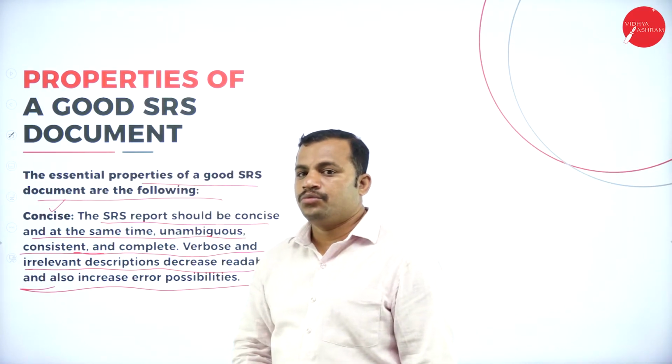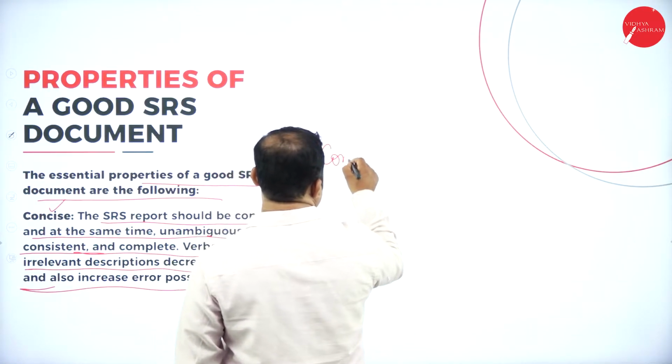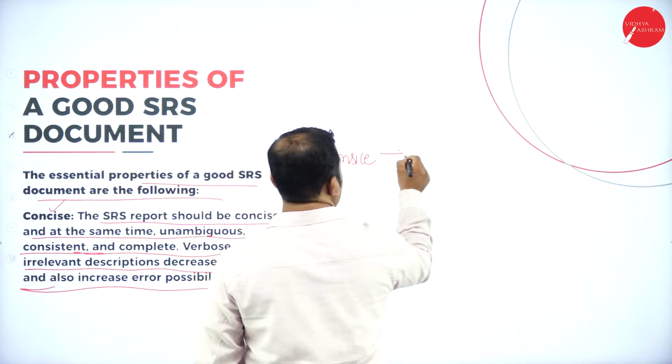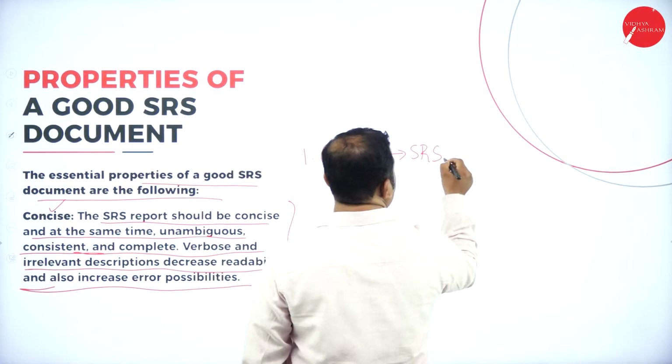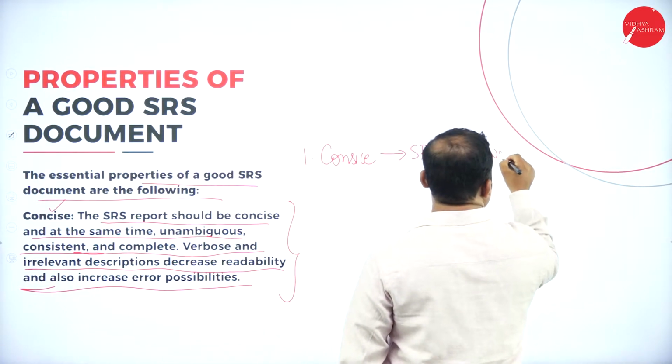possibilities. What is the meaning of this? Concise is one of the important properties which enables the software requirement specification to be implemented very well, to be written very well.